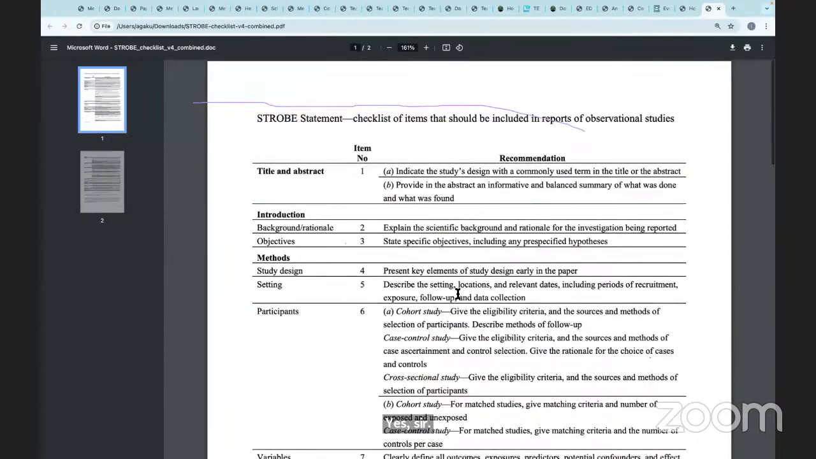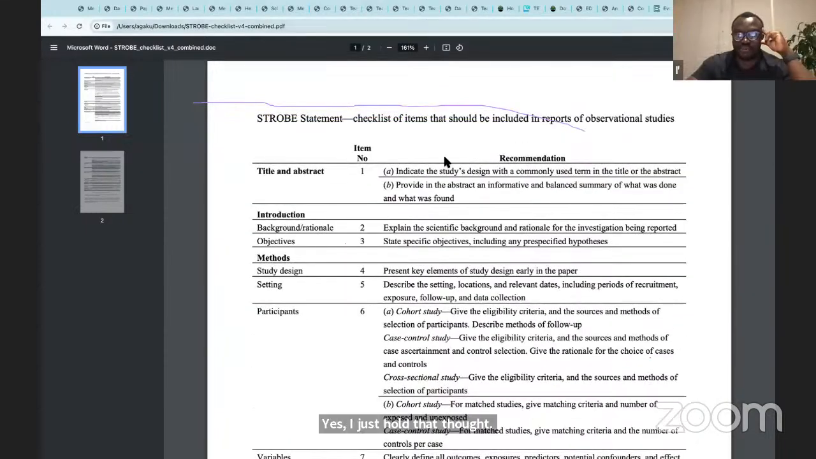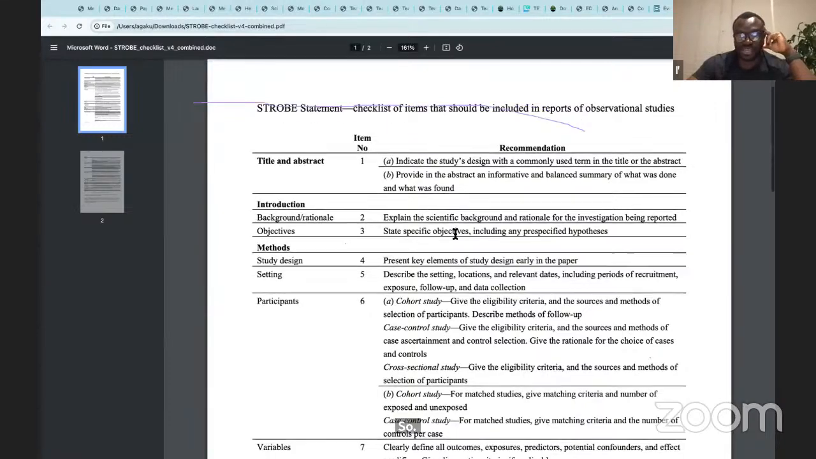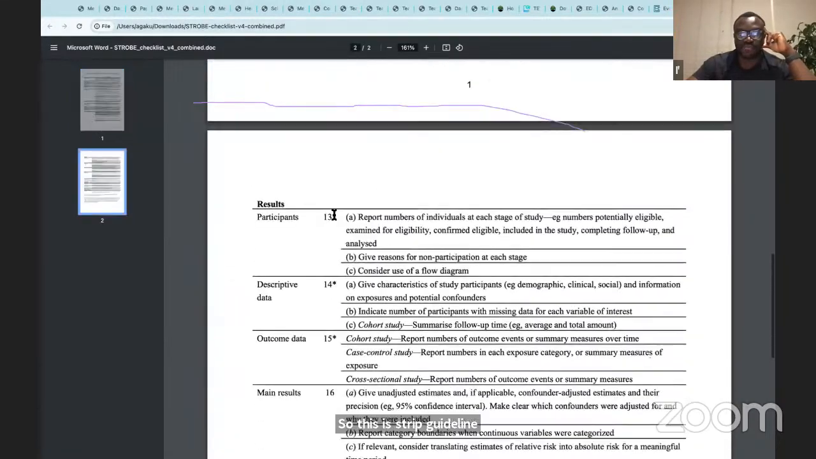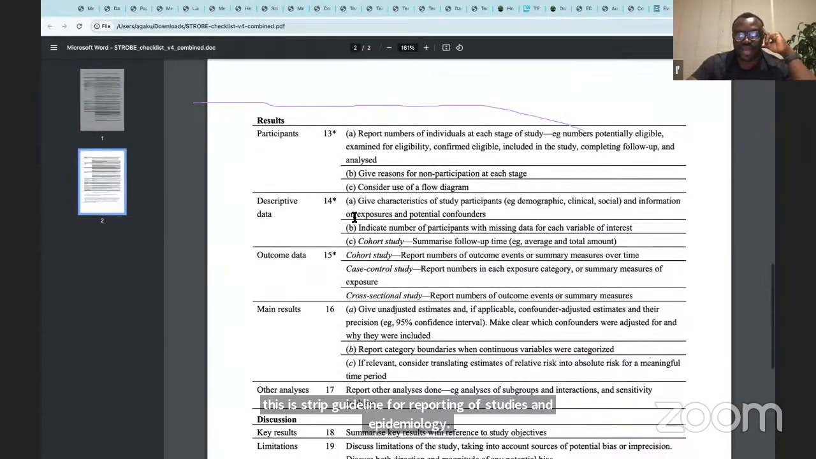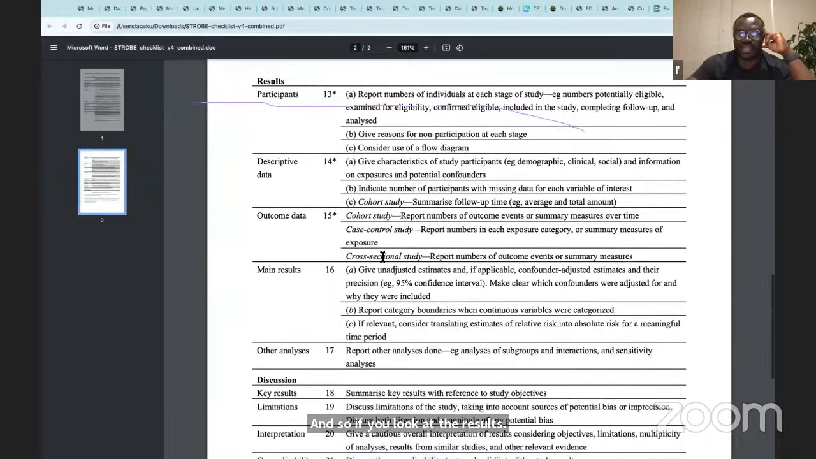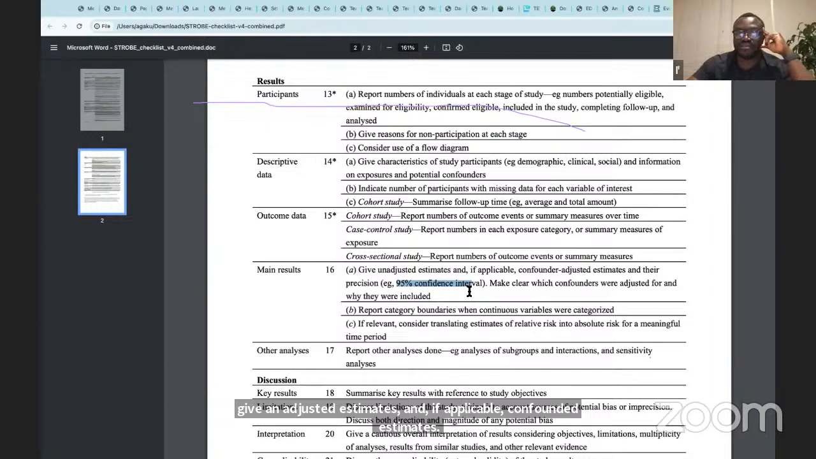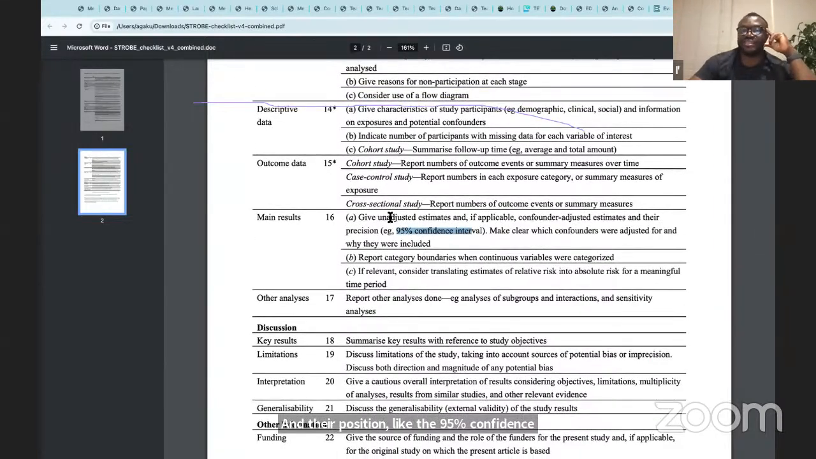So this is the STROBE guideline for reporting of studies in epidemiology. If you look at the results, STROBE requires that you give unadjusted estimates and, if applicable, confounder-adjusted estimates, and their precision, like the 95% confidence interval, right? Even STROBE doesn't require you to say, this is just as an example, they say confidence intervals.